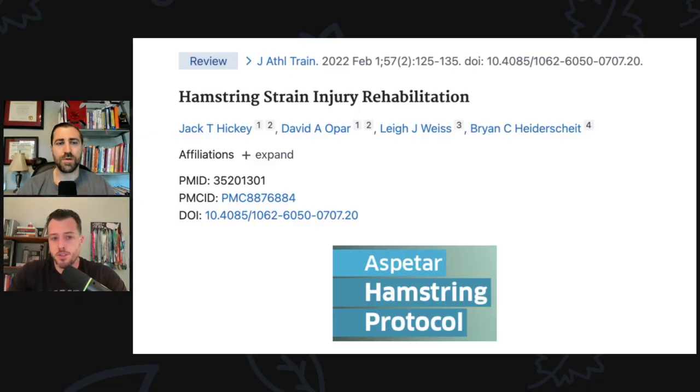Okay, so just getting into the rehab a little bit more, I drew the recommendations from these two sources. One is the hamstring strain injury rehab paper in the Journal of Athletic Training in 2022, again by Jack Hickey, and then the Aspetar hamstring protocol. I think Aspetar has a lot of really good resources, and their hamstring protocol is like an 80-page PDF. So I think it's pretty good. It's a good resource to look at, and I blended these two for the recommendations that we're going to talk about coming up.